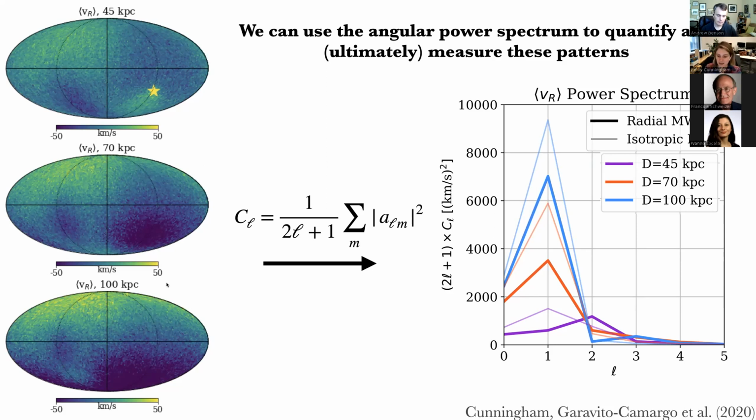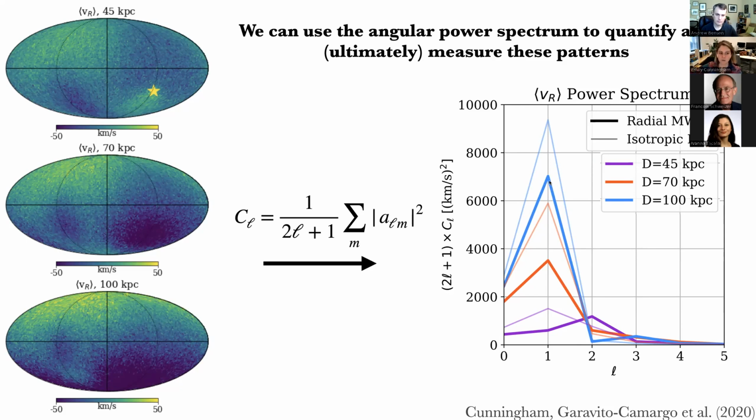And we can quantify this with the power spectrum. So L equals 1 is the dipole. And we can see as we go out to farther and farther distances, purple is 45, orange is 70, blue is 100 kiloparsecs, the power in this dipole mode is increasing as a function of distance.